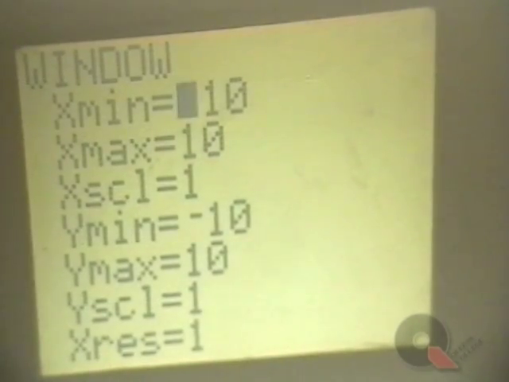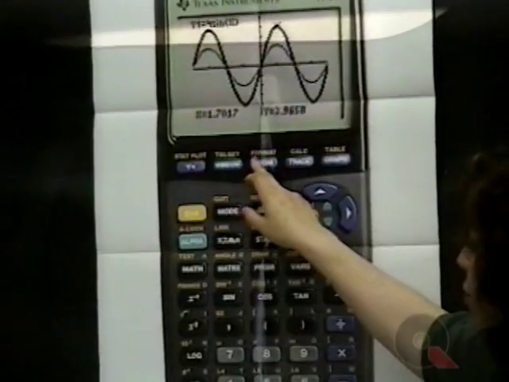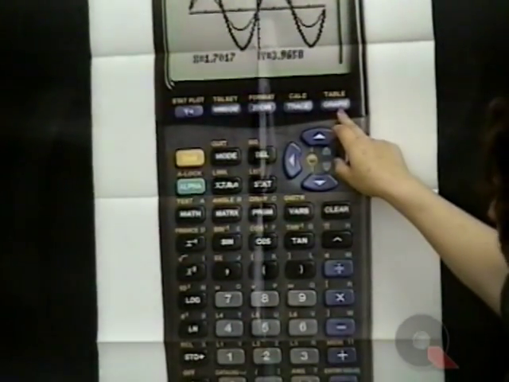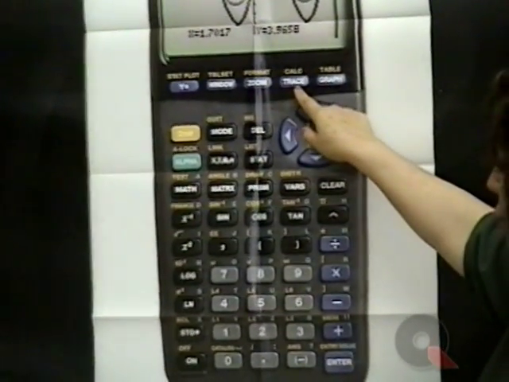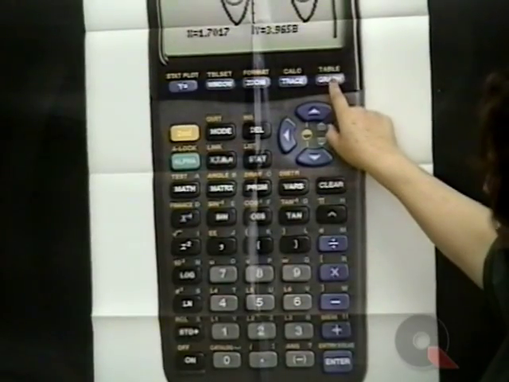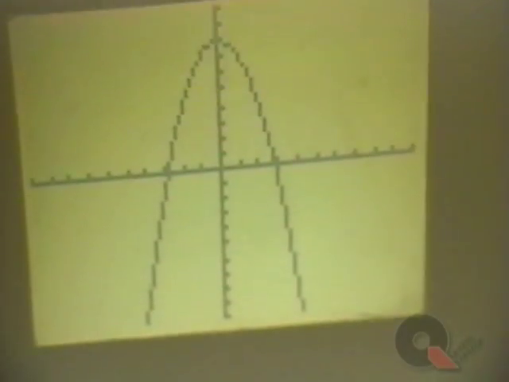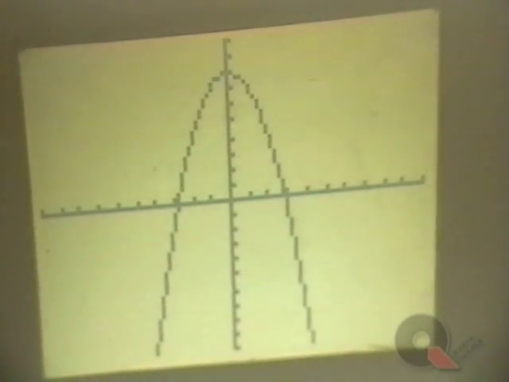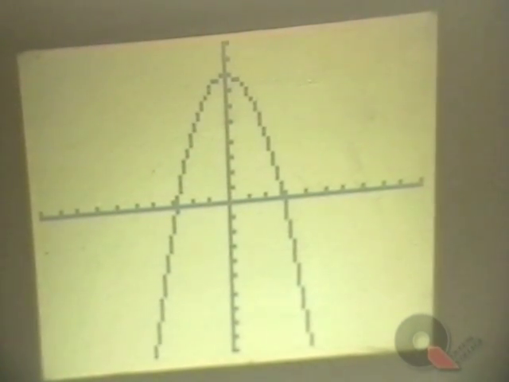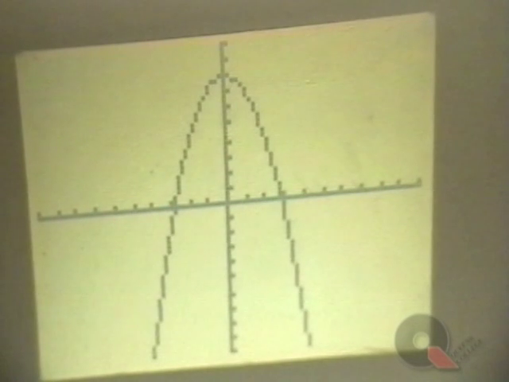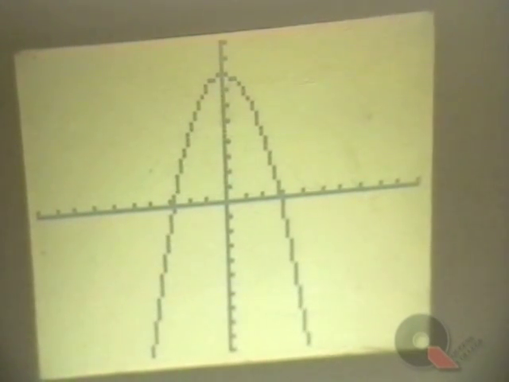If I hit the graph key, which is over here to the right, we had window, we had zoom, and graph here. In a few moments I'm going to look at the trace key, but right now I'm hitting graph. It shows me the graph of y equals 8 minus x squared from minus 10 to 10 on the x-axis, from minus 10 to 10 on the y-axis. Each one of those little marks indicates 1 unit.